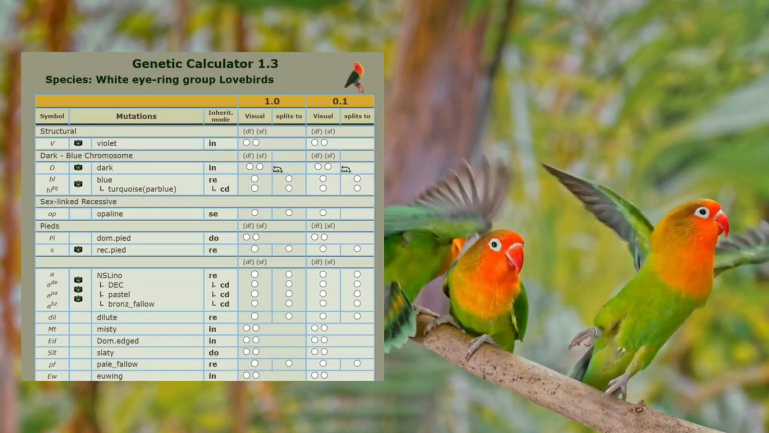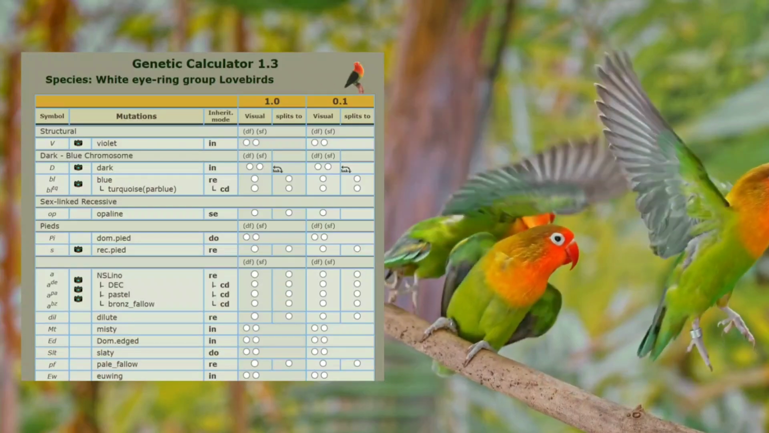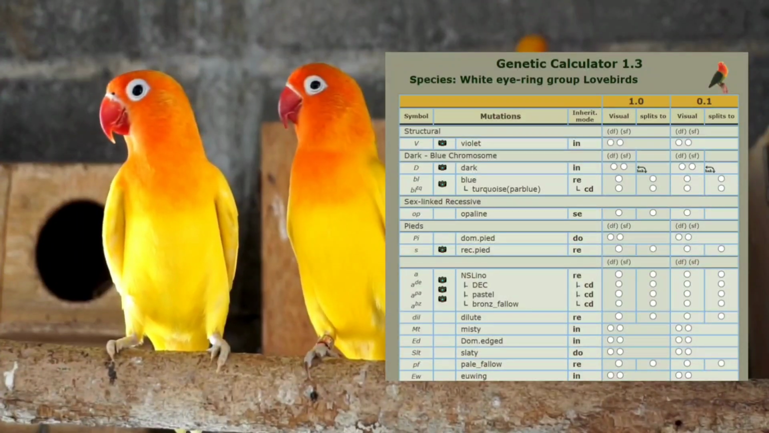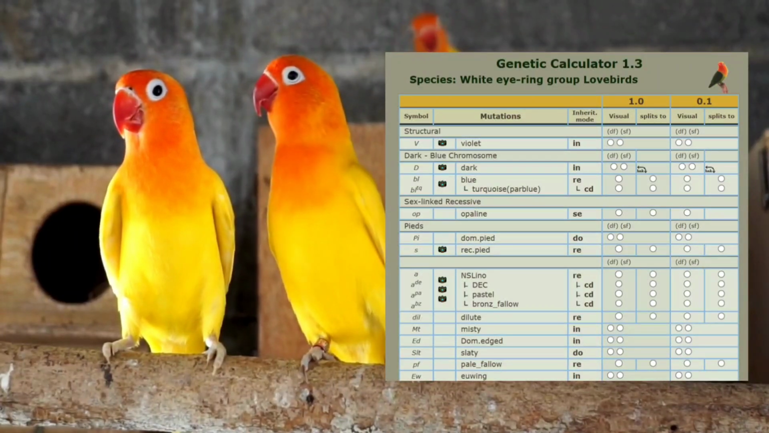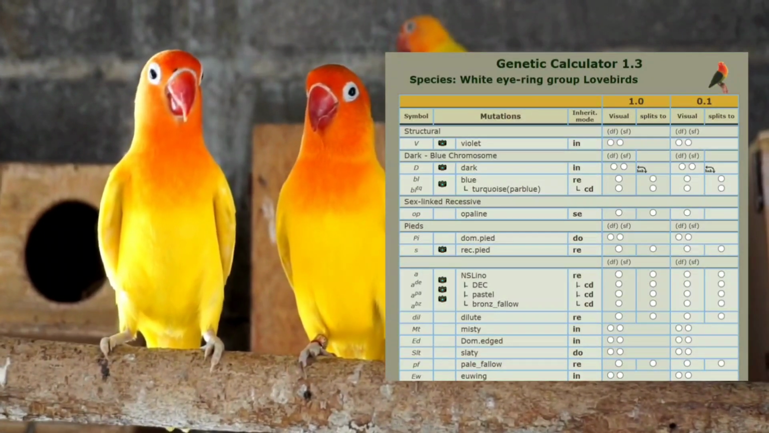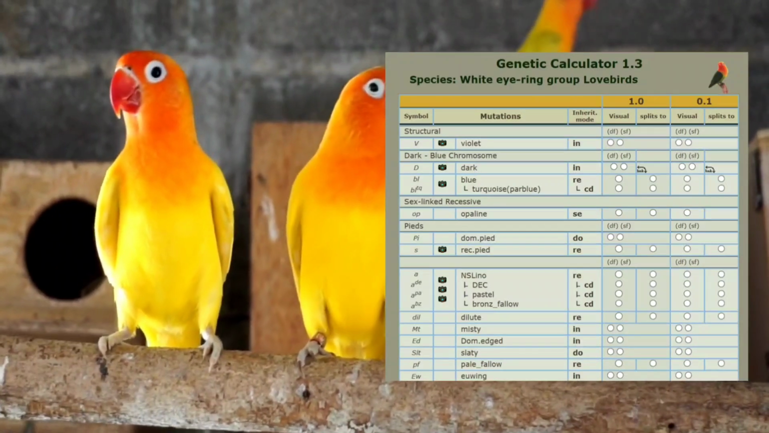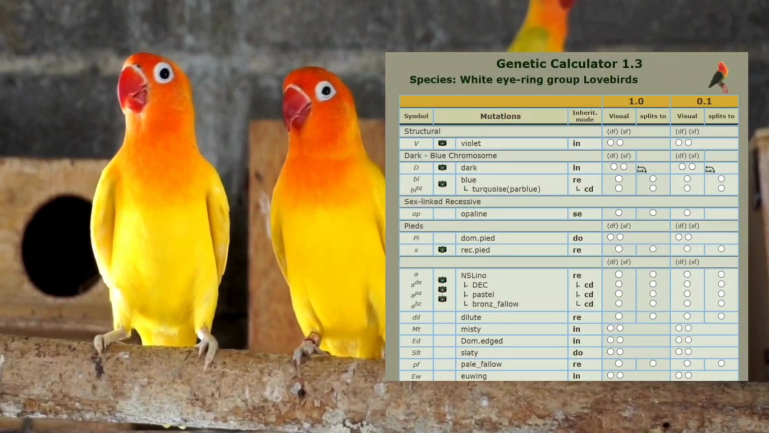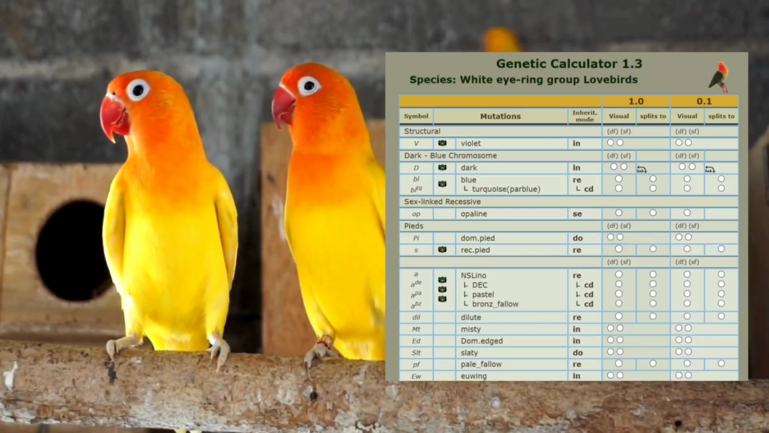In today's video, we are going to learn how to use the Lovebirds genetic calculator. This video is going to be about Fischeri lovebirds, that is Agapornis fischeri, and in the coming videos we will be learning more about how to use genetic calculators for Agapornis roseicollis or Agapornis personata.